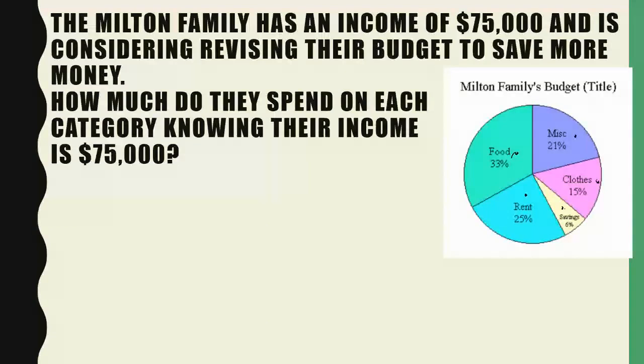So let's start with food. How much are they spending on food? They are spending 33% of their income, which is $75,000, on food. We simply set up a proportion and figure that out.